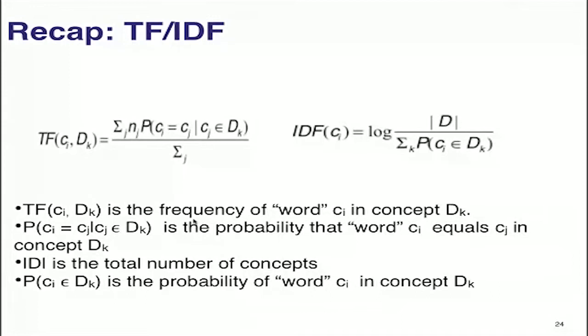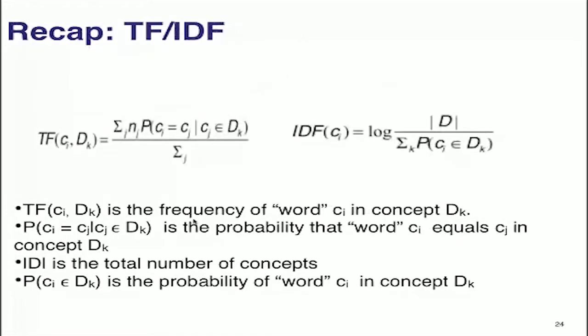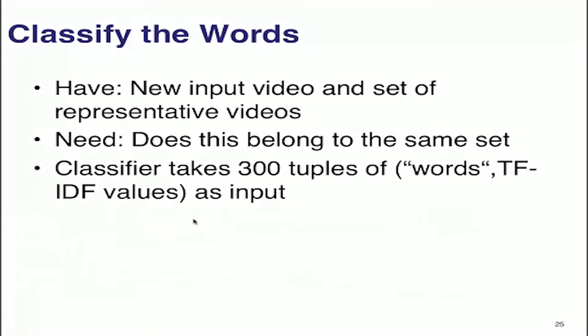And then we used TF-IDF, which is the intro class with this total class variance. And then we could basically classify these words. Again, these are not words. These are all sort of acoustic models. And the nice thing is now, if you have a new input video and a set of representative videos, you can ask yourself much easier, does this belong to the same set, right?